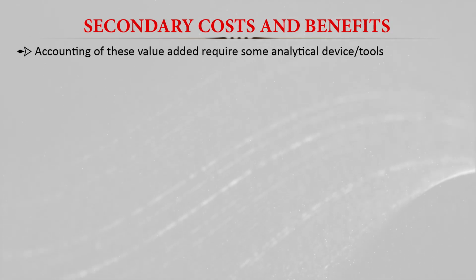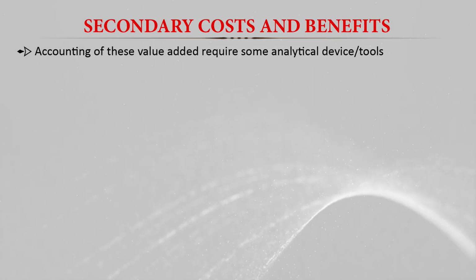And this value that arises outside the project but is a result of the project investment, that is what we call the secondary cost and benefit. In economic analysis we should account for this secondary cost and benefit, and in the case of financial analysis, which is done for an individual or for a firm, that is not important because it is outside their purview, so it is not considered in financial analysis.